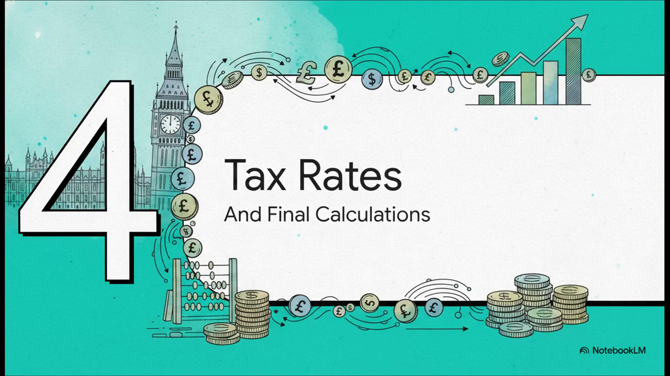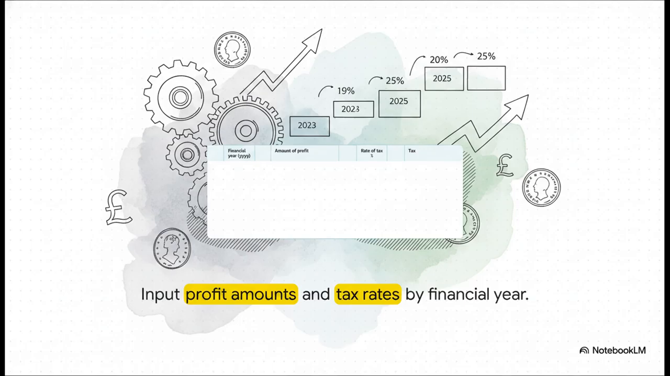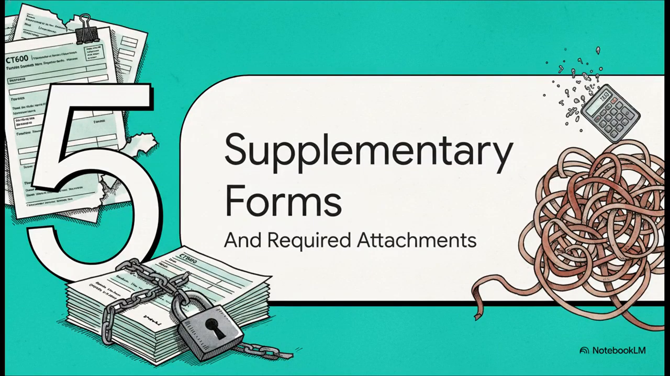Step 4. Tax rates and final calculations. Once we have our final profit figure from those deductions, we have to apply the actual tax rates. In the tax calculation grid, you're going to plug in the exact amount of profit chargeable to corporation tax. Then, you apply the correct percentage rate for your specific financial year. The form even lets you split this up if your accounting period happens to straddle 2 different financial years with different rates.